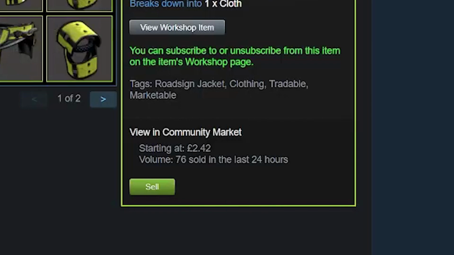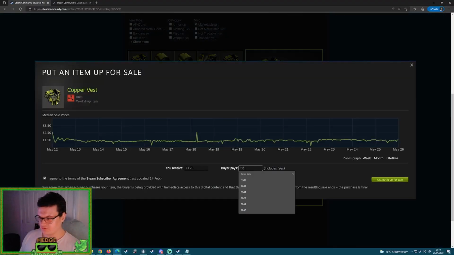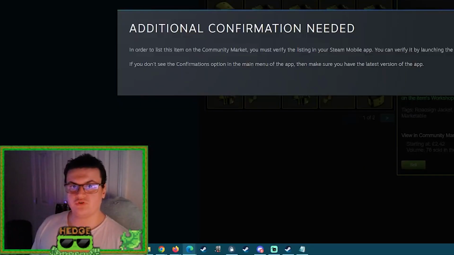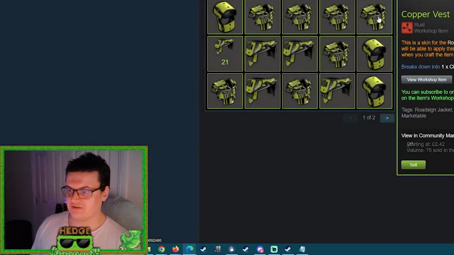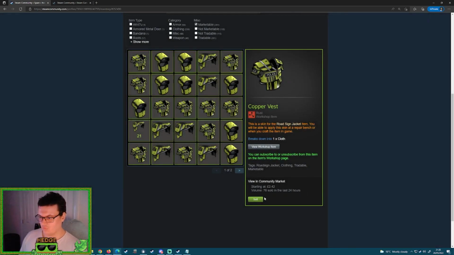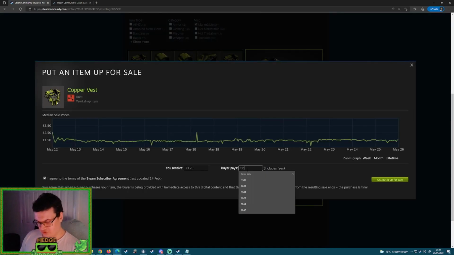So 242 is the cheapest price in my currency. So I'm just going to put 2.41. Yes, I'm undercutting, but I'm not doing it by much, and I'm not putting tons down. There you go. One more. So 3 for each.